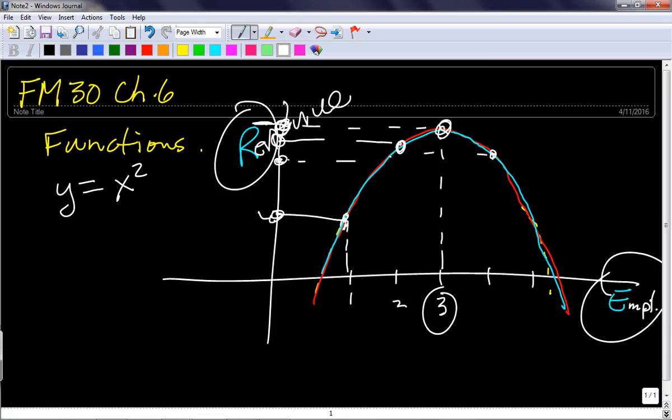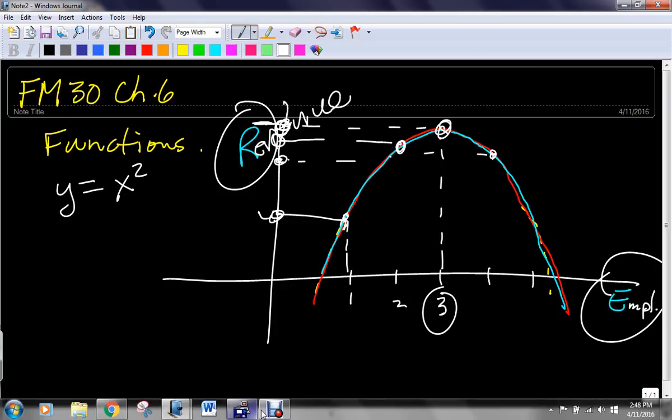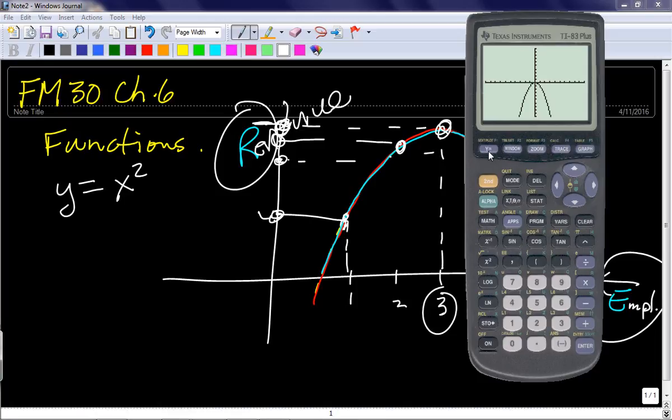All right, so on your calculator, you've already seen what x squared and negative x squared looks like. What about if we had an equation? Now, do this one with me here. Let's say we have x plus 2.